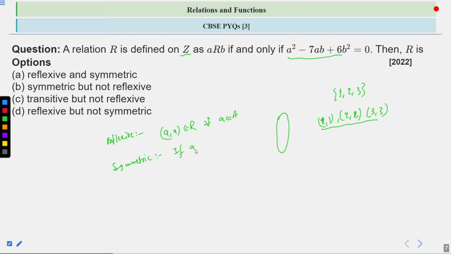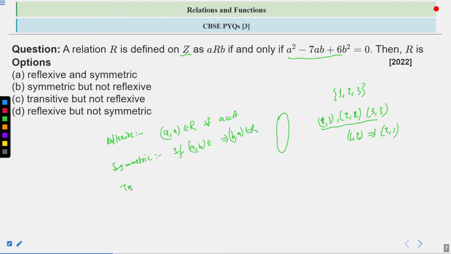If AB belongs to R, this implies BA must belong to R, right? So suppose if (1, 2) is there, this implies (2, 1) must be there in the set, for the relation to become symmetric.